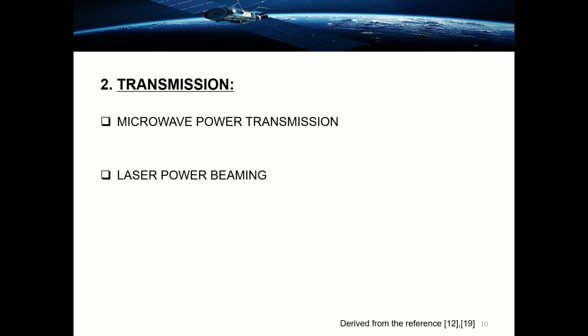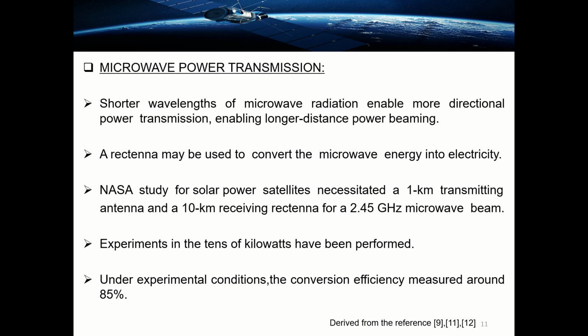Transmission. There are two types of transmission: microwave power transmission and laser power transmission. Microwave power transmission. Shorter microwave wavelengths enhance directional power transmission, enabling longer distance power beaming. A rectenna may be used to convert the microwave energy into electricity.